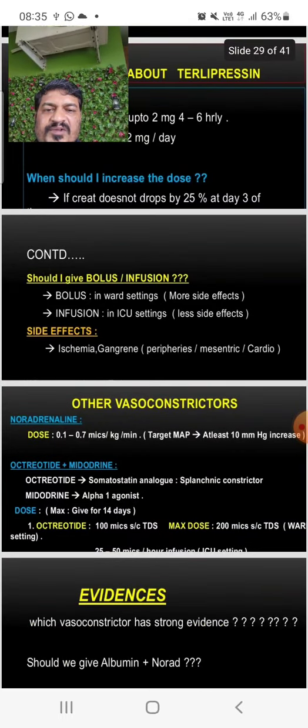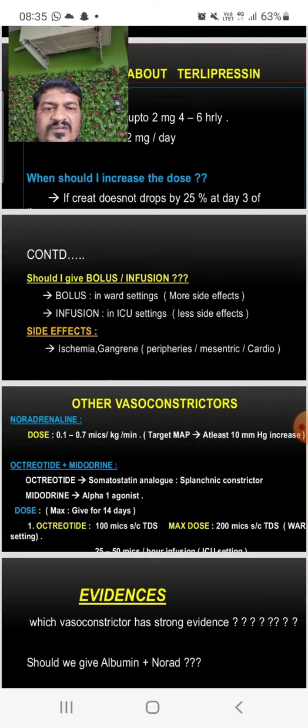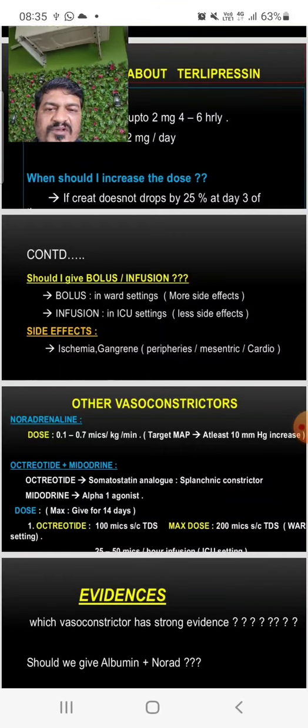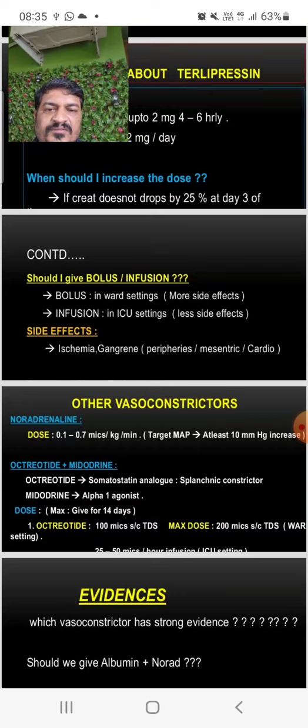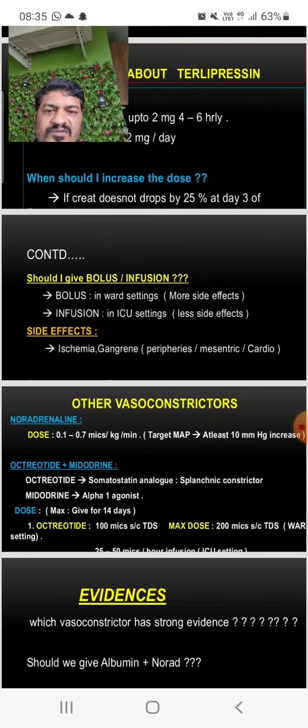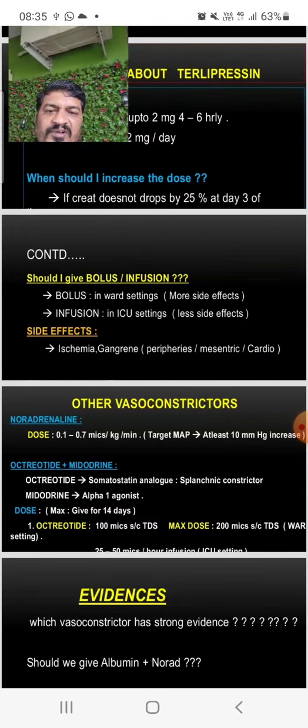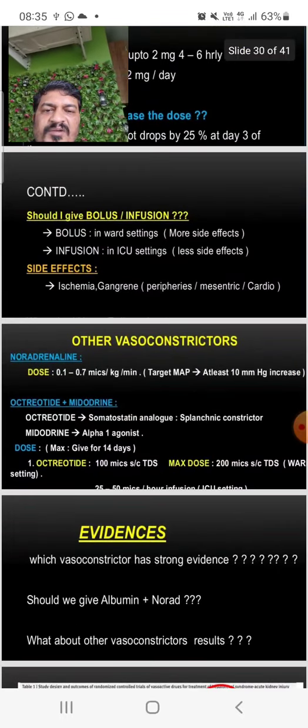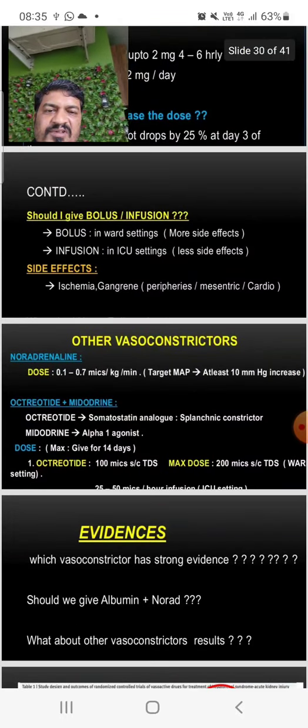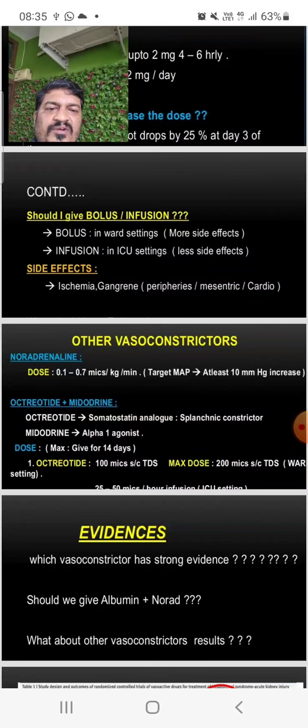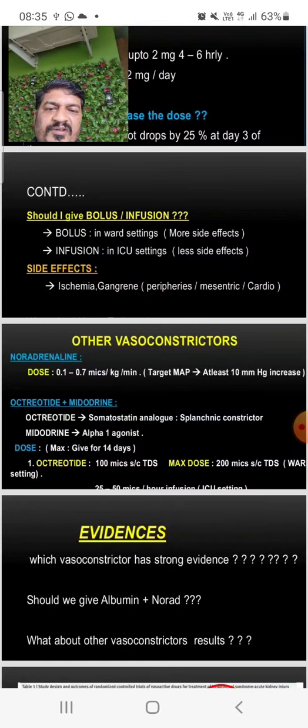Octreotide plus midodrine. Octreotide is a somatostatin analogue, a splanchnic vasoconstrictor. Midodrine is an alpha-1 agonist, given for a maximum of 14 days. Octreotide 100 mcg subcutaneous TDS. Maximum dose 200 mcg SC TDS.